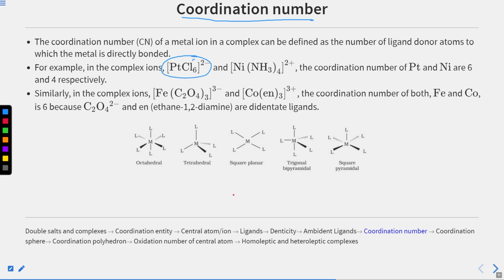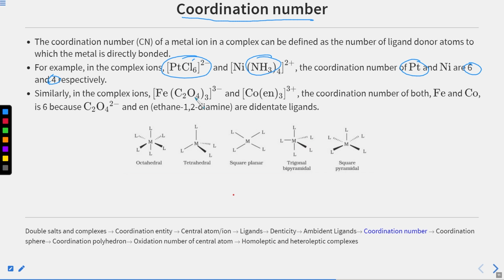We have PtCl6. So here 6 chlorine atoms are attached to Pt, therefore it has a coordination number of 6. Next is Ni(NH3)4 2 plus. So again 4 ammonia molecules can be attached to this nickel, so therefore it has a coordination number of 4. So here it is written, platinum has a coordination number of 6 and nickel has a coordination number of 4.